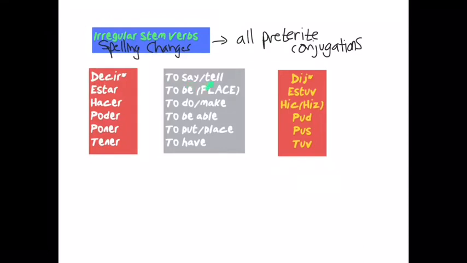Now, review what these mean. So DECIR means to say or to tell. ESTAR means to be, but for situations in place, so position, location, action, condition, and emotion, typically.